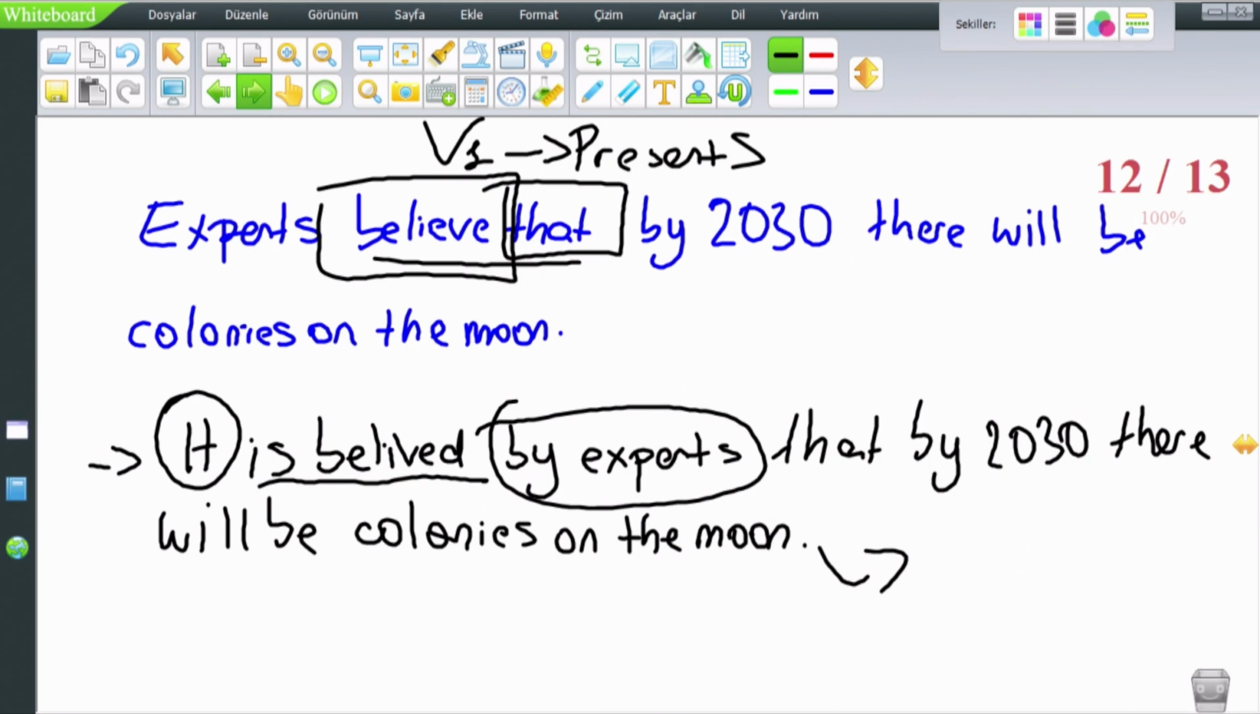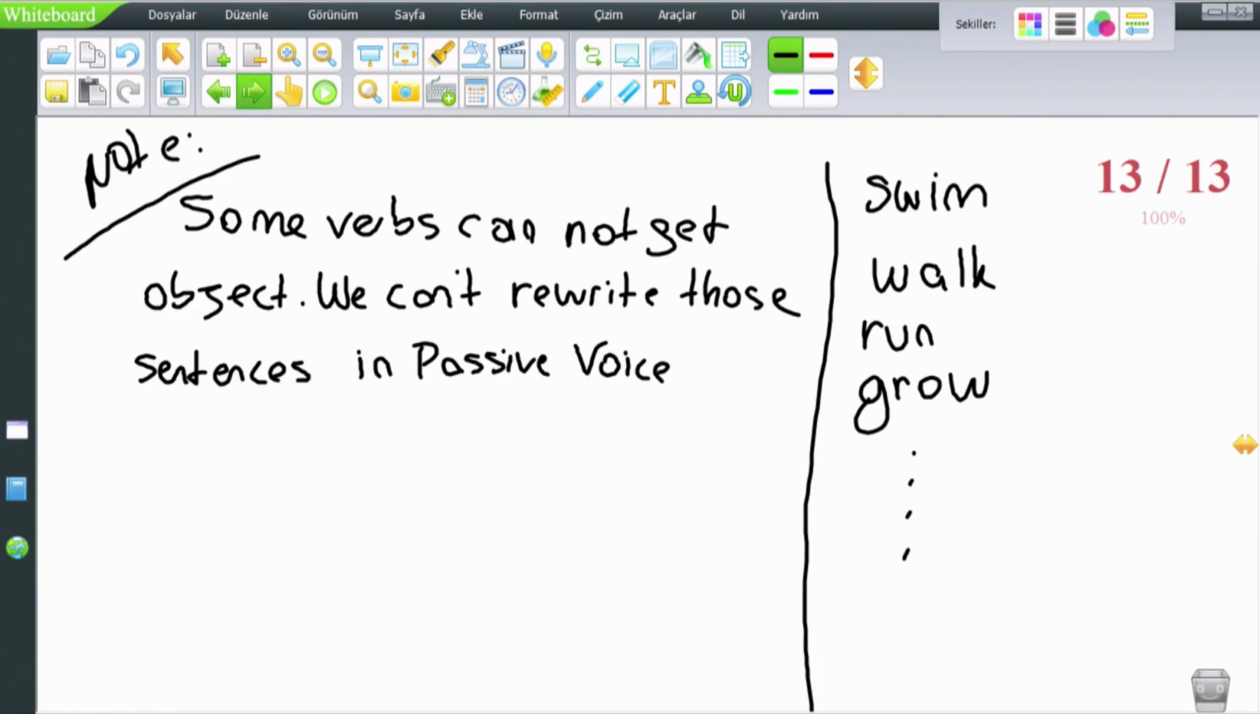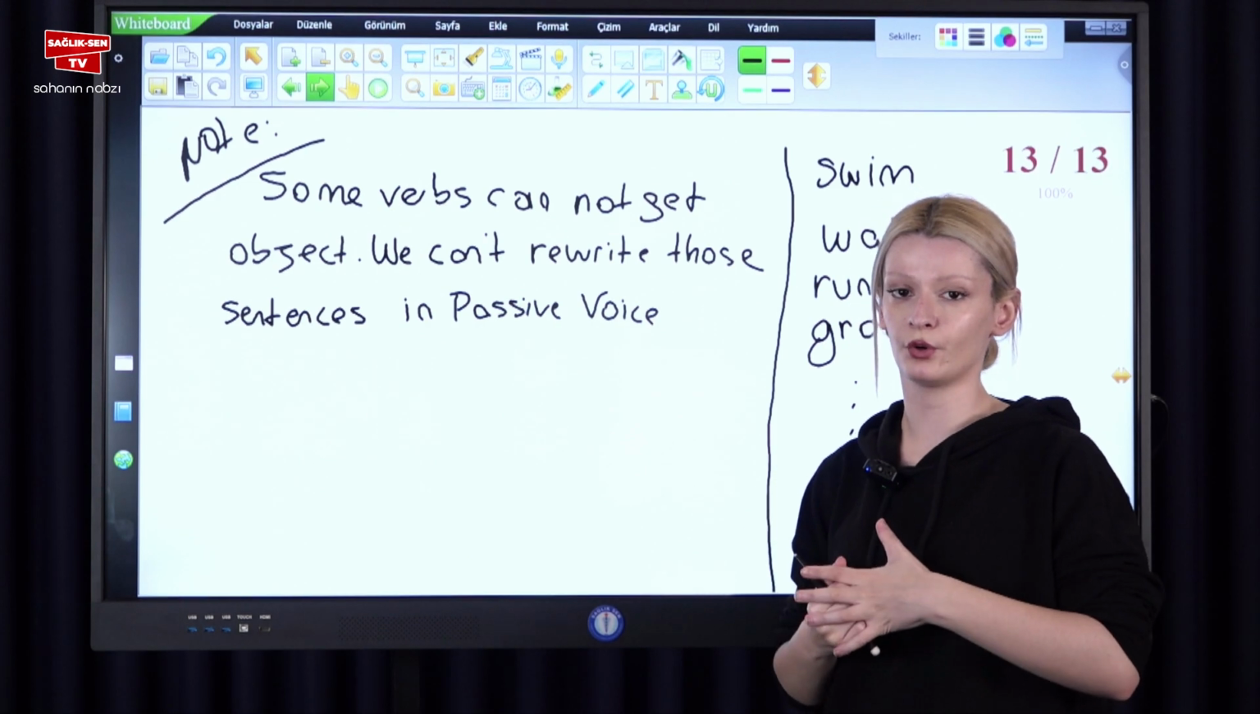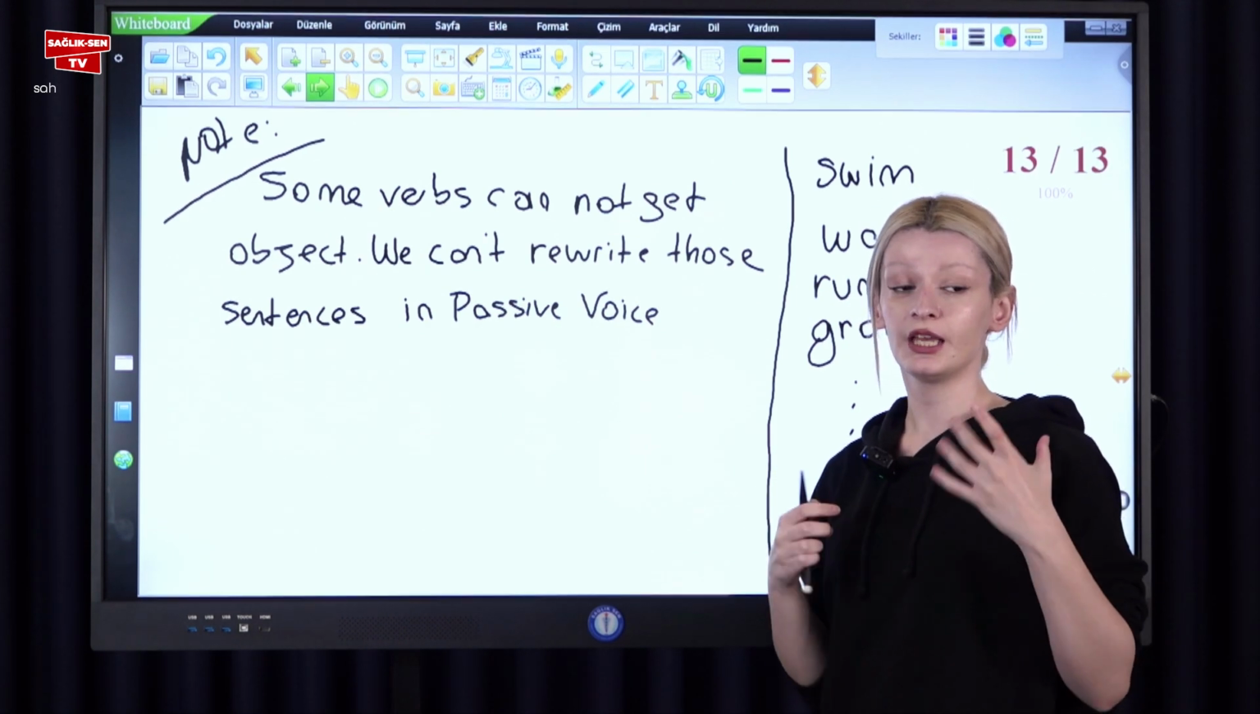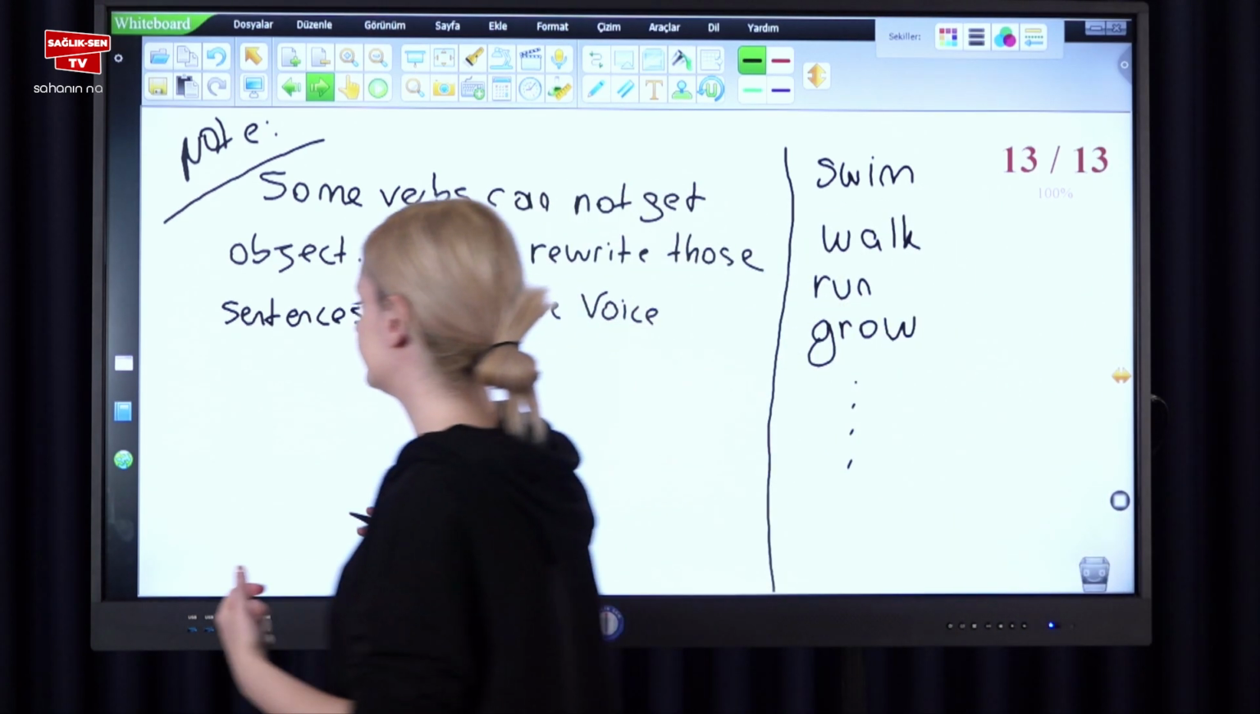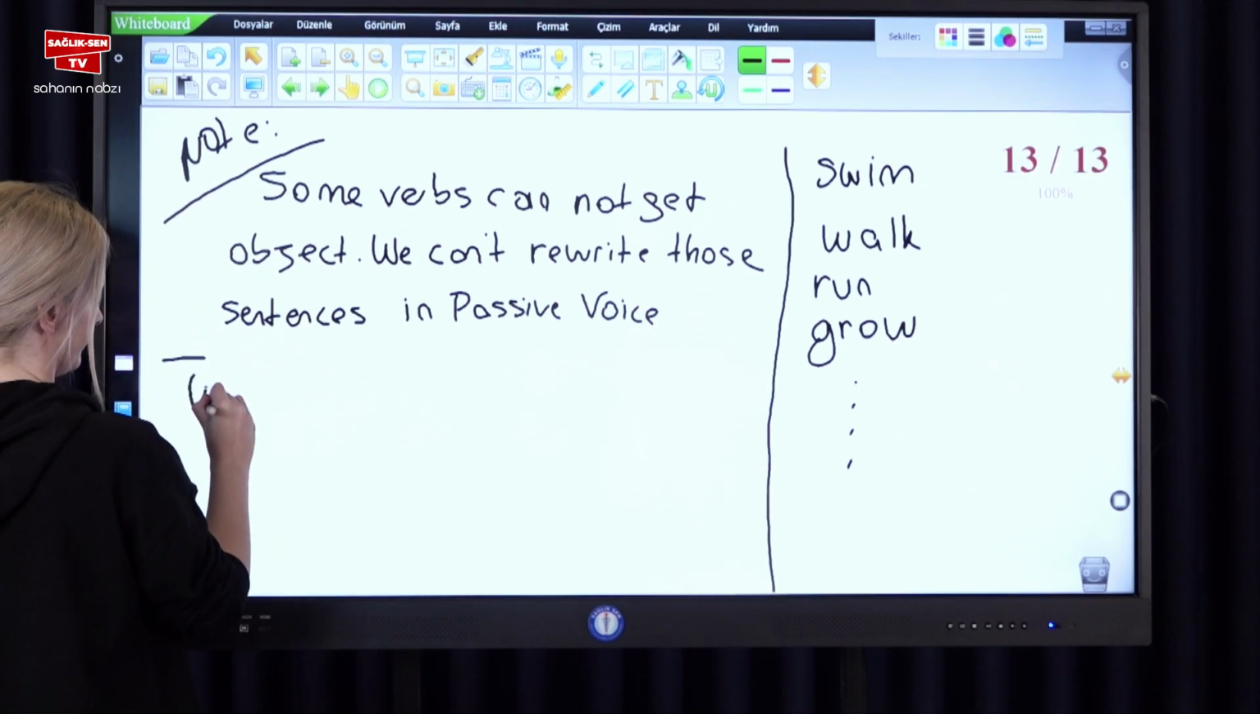Experts believe that by 2030 there will be colonies on the moon. Again, a similar example. It is believed by experts that by 2030 there will be colonies on the moon. Then, this is an important note. We cannot make every sentence into a passive voice one. We have to use a verb that can get an object.